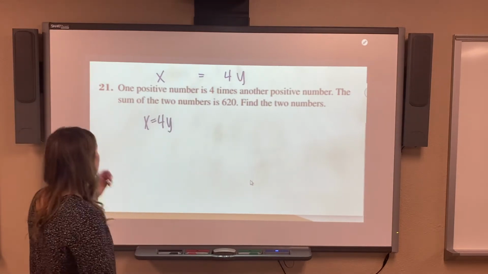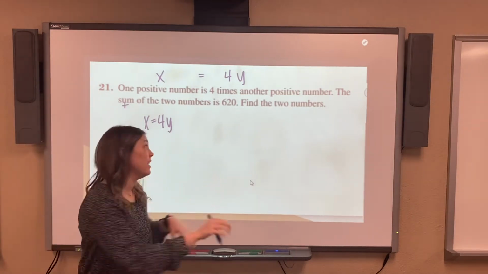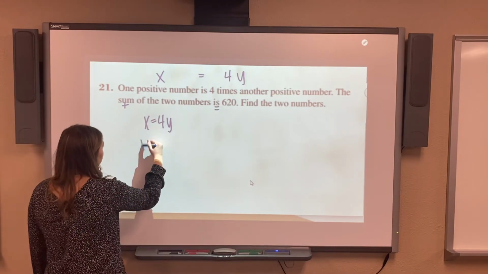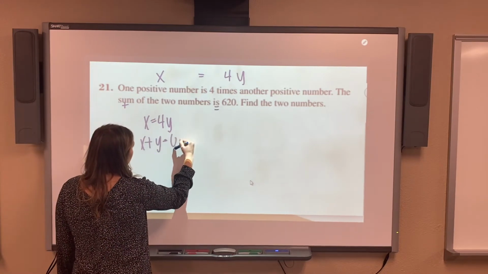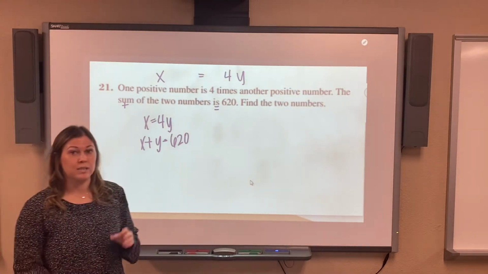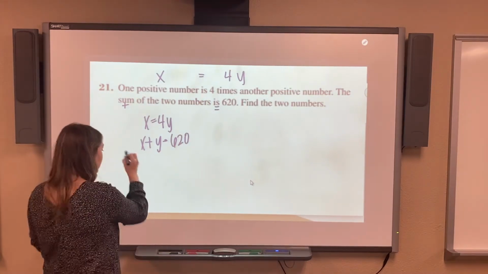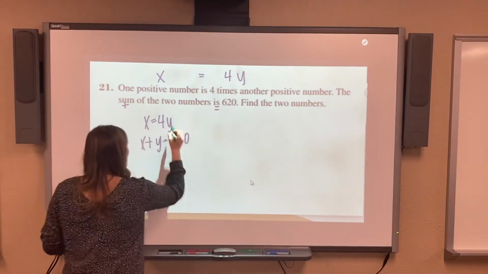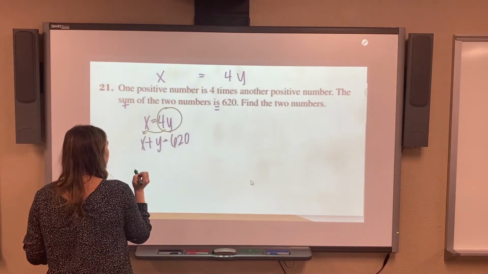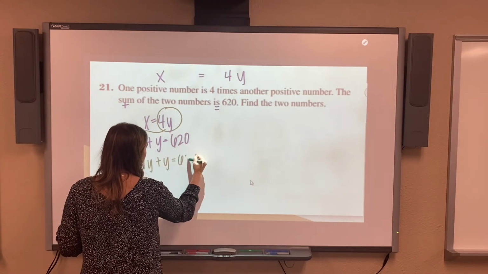And the next one is the sum, which means plus, of the two numbers x and y is equal to 620. So x plus y equals 620. Now we have our two equations, two unknowns, and we're going to substitute one into the other to solve. If x equals 4y, I'm going to take this 4y and put it in place of x. So now we have 4y plus y is equal to 620.